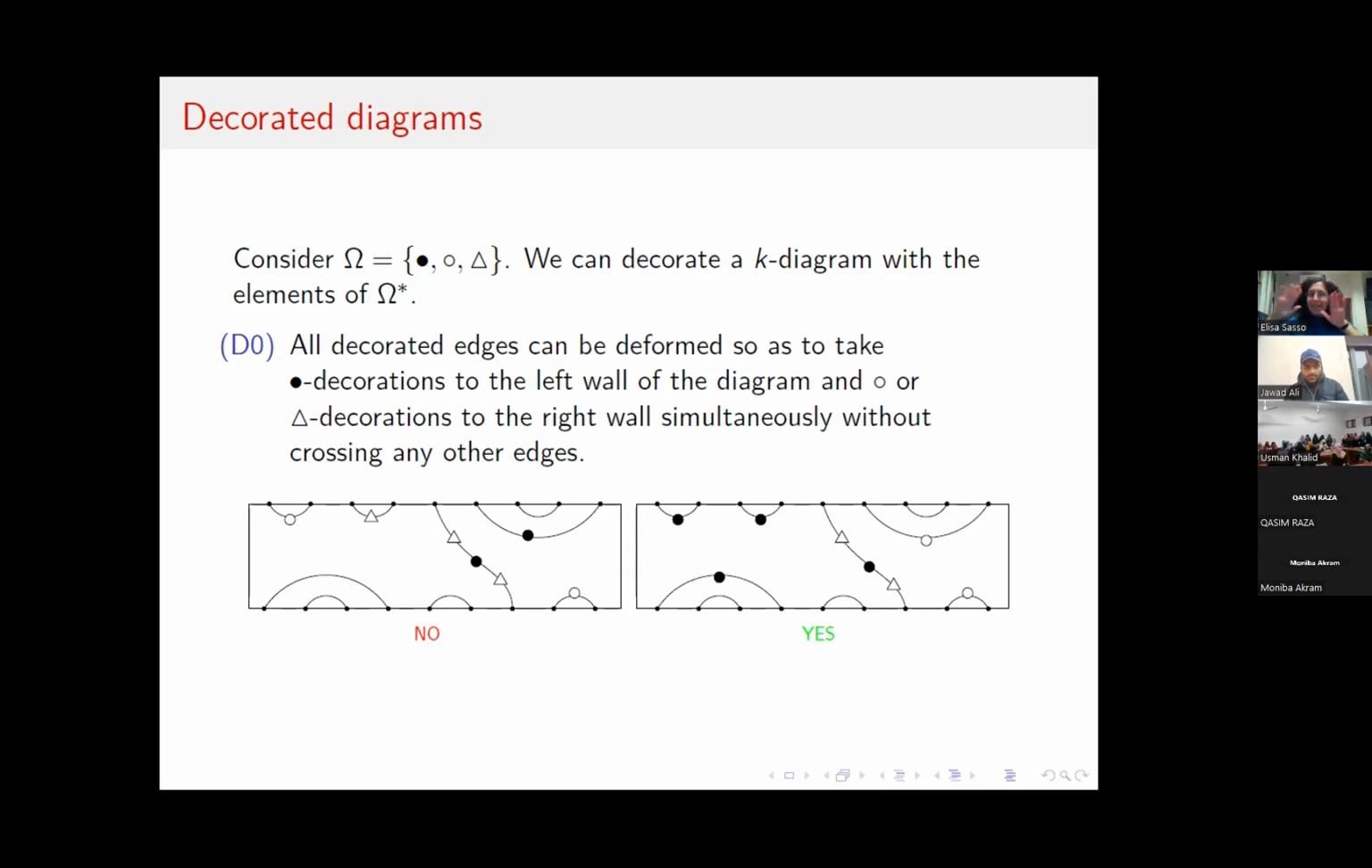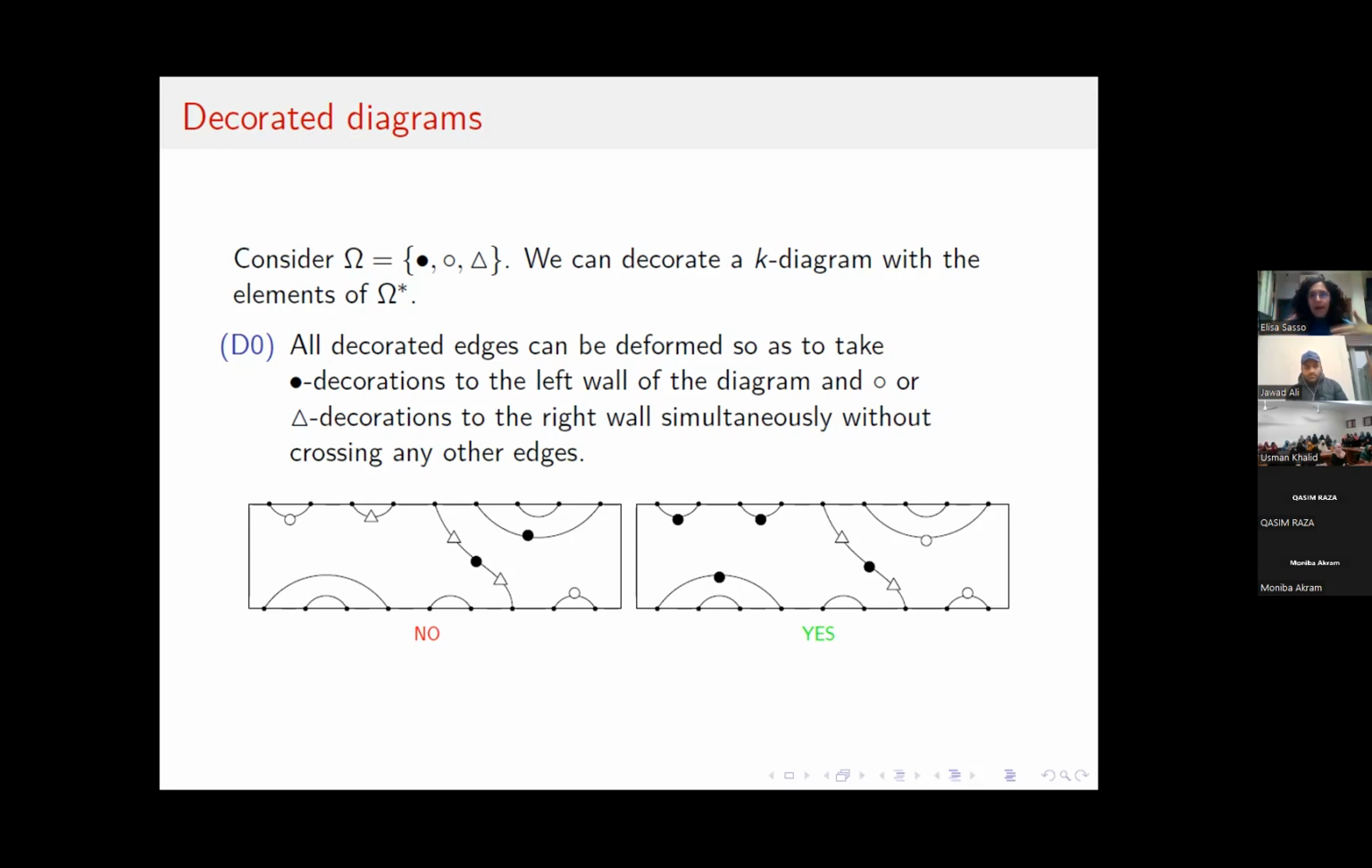Every time we have a black decoration on one edge, we have to imagine to take the edge and stretch this to the left wall of the diagram. And every time we have a white decoration, we have to imagine to take the edge and stretch this edge until the right wall of the diagram. So when we decorate a diagram, we do all these stretching moves, and we don't want that after we do the stretching moves, the edges intersect.